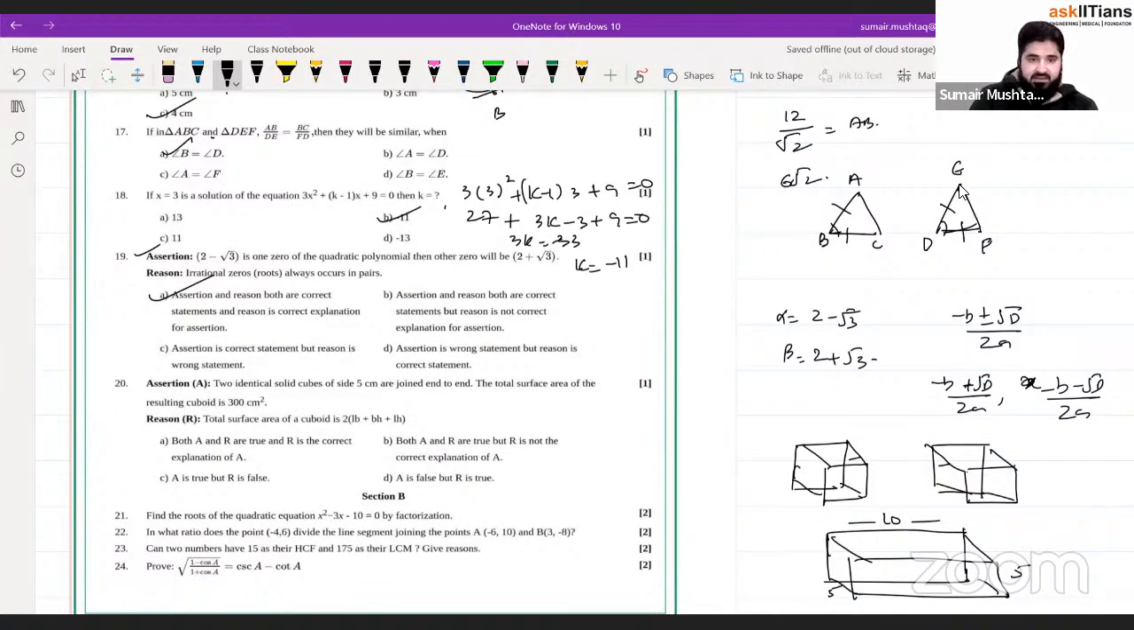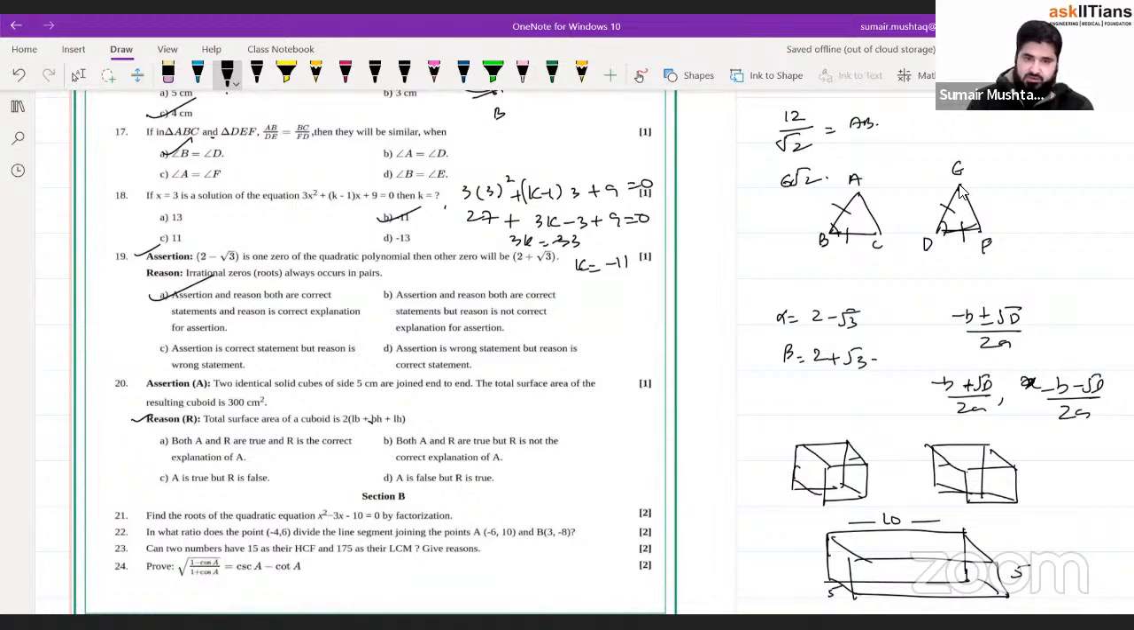So it is saying that the total surface area is 300. Fine. Is the total surface area 300? The total surface area of a cuboid is given by length, breadth. Obviously, this is a cuboid, so this one is true. But the resulting cuboid, what you are getting, is it 300?